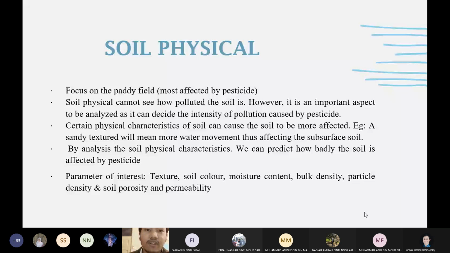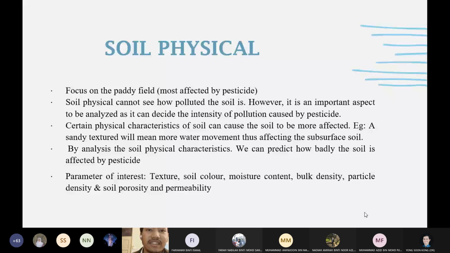First of all, for sampling of physical properties, logically speaking, we cannot assess the pollution by just analyzing the physical properties. However, we are still interested in analyzing the physical properties of soil as they can give us information on how badly the soil can be affected by pesticide and fertilizer. Some characteristics will cause the soil to be more affected. For example, sandy textured soil will have more water movement, meaning that water can bring the pollutants deeper into the soil, thus affecting the subsurface soil.